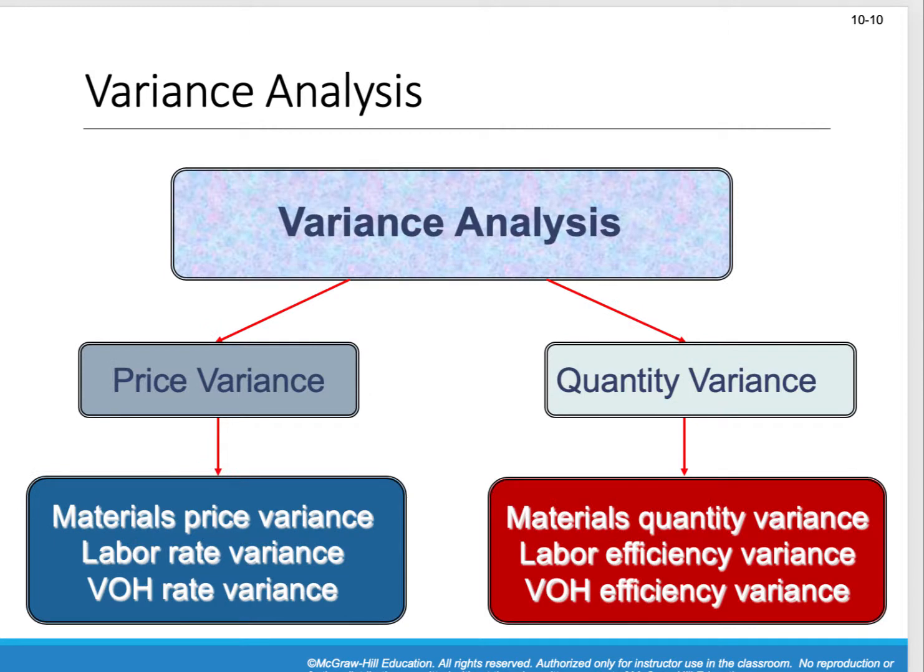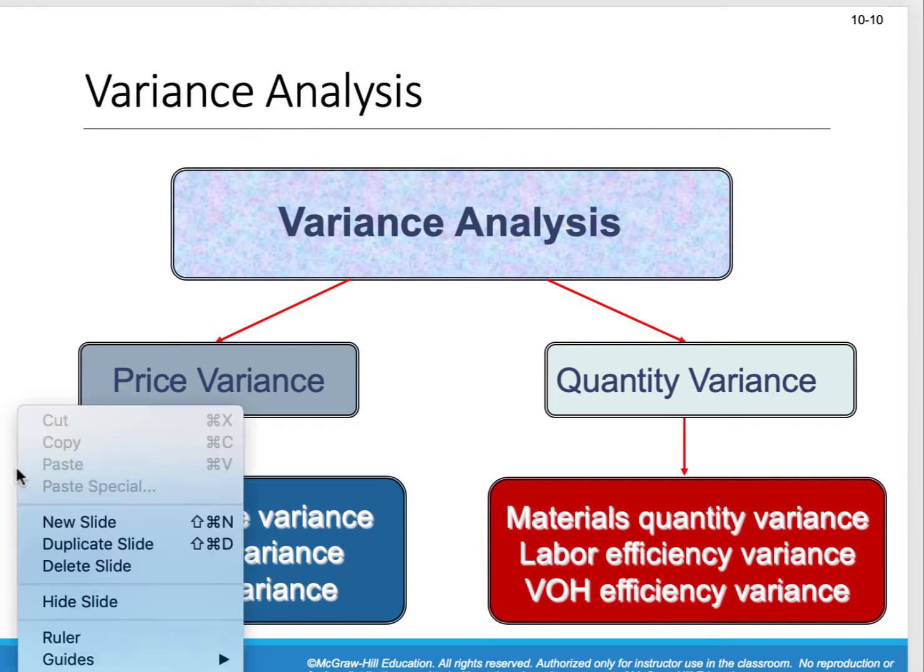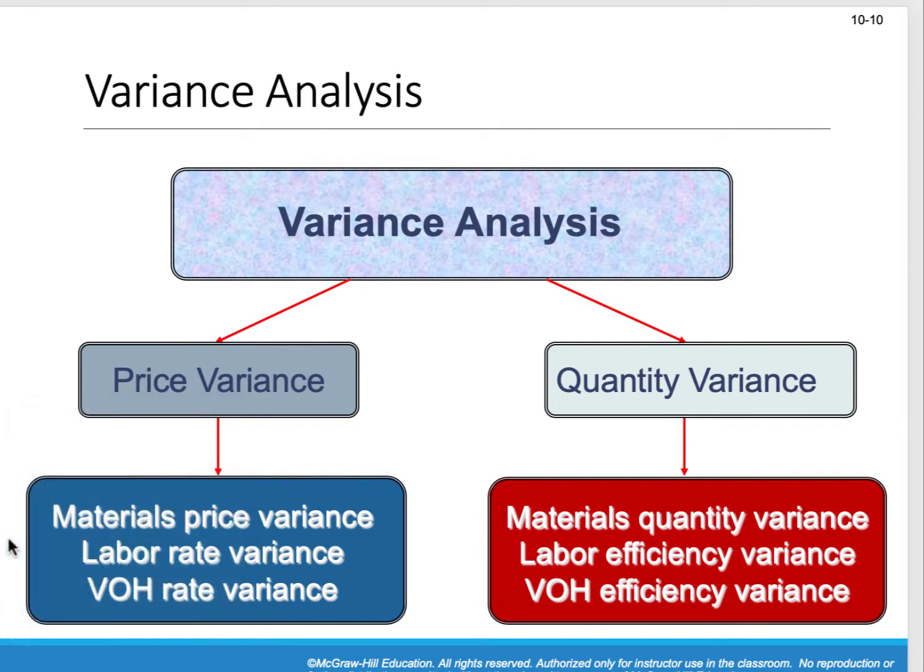When we're looking at price variance and quantity variance, we're going to calculate each of these for materials, labor, and variable overhead. Now, I want you to notice something, because this seems to be where some confusion arises.